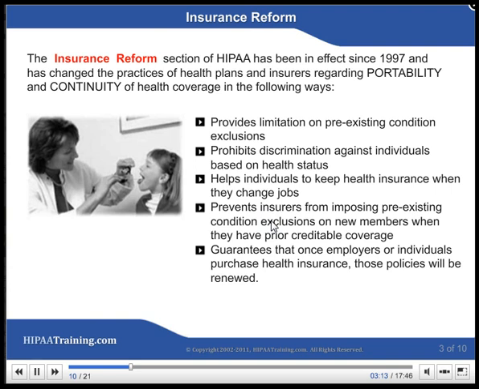Insurance reform. The insurance reform section of HIPAA has been in effect since 1997 and has changed the practices of health plans and insurers regarding portability and continuity of health coverage in the following ways. Provides limitation on pre-existing condition exclusions. Prohibits discrimination against individuals based on health status. Helps individuals to keep health insurance when they change jobs. Prevents insurers from imposing pre-existing condition exclusions on new members when they have prior creditable coverage. Guarantees that once employers or individuals purchase health insurance, those policies will be renewed.